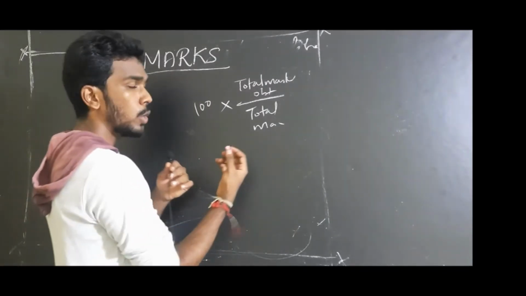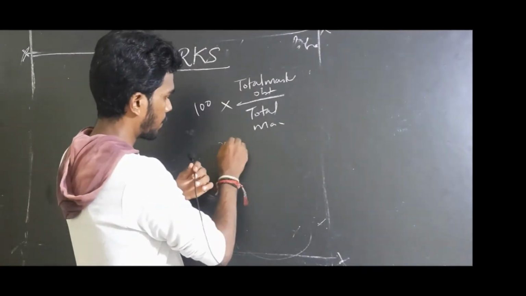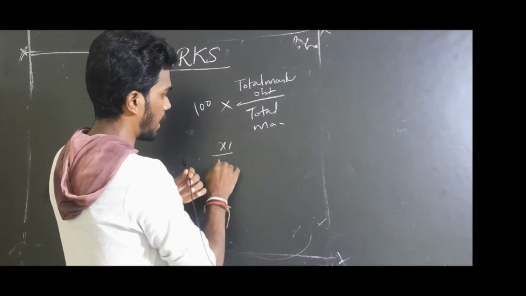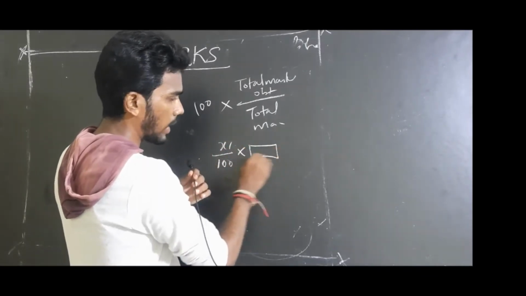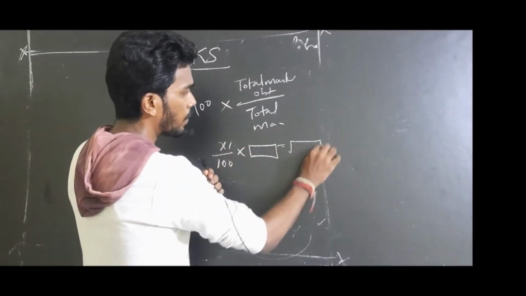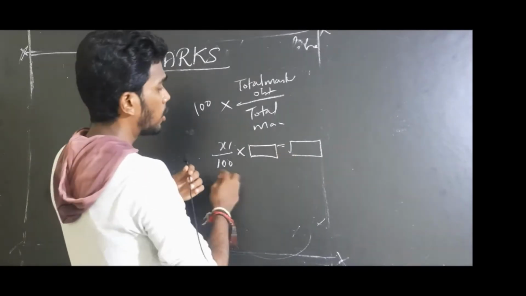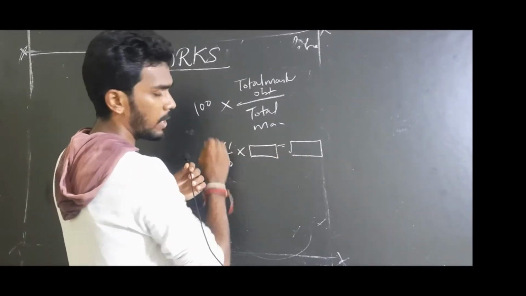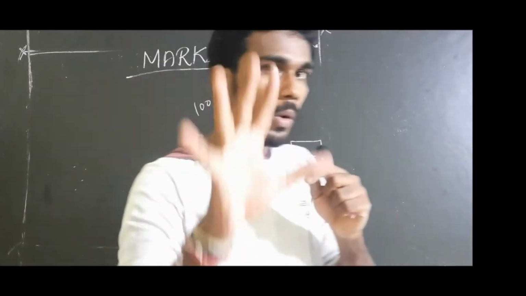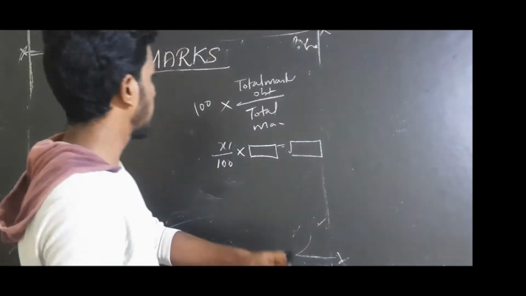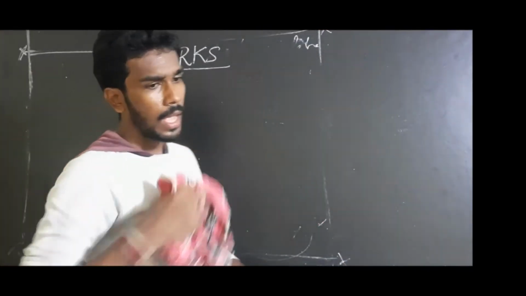In case you don't know the percentage, what you will be doing is x divided by 100 into the total marks and how much you have secured. If you cross multiply that, you will get the percentage. By solving these sums, you will get a clearer vision about this. Let's see the first question.